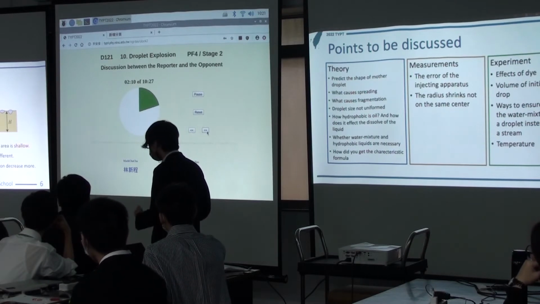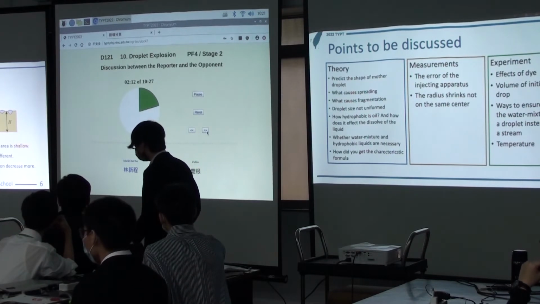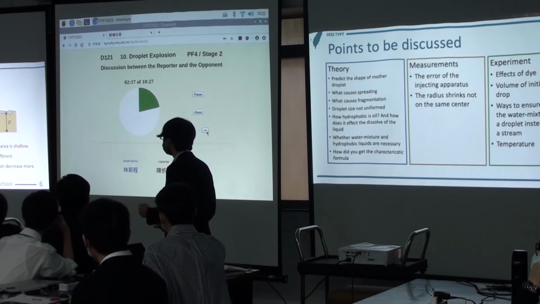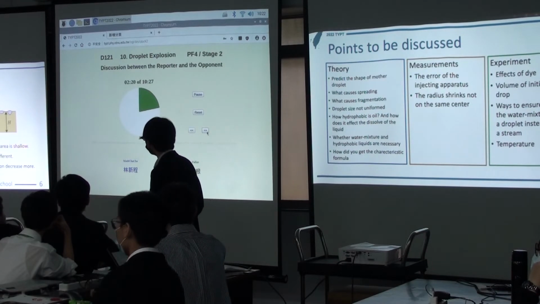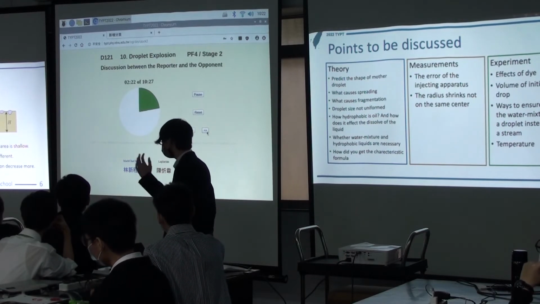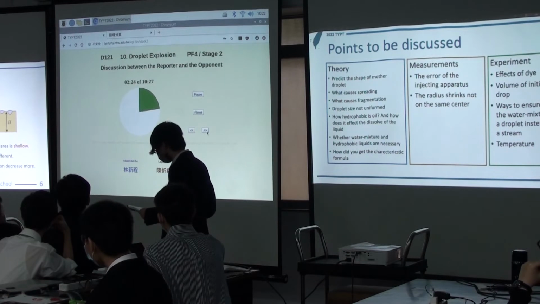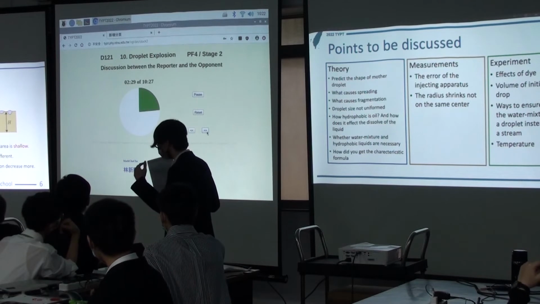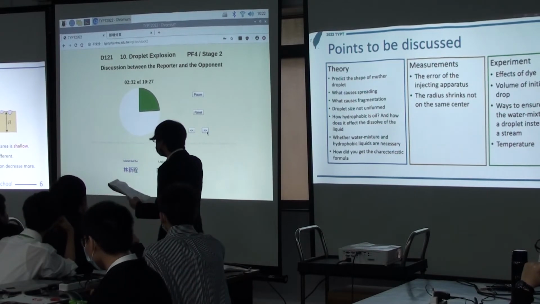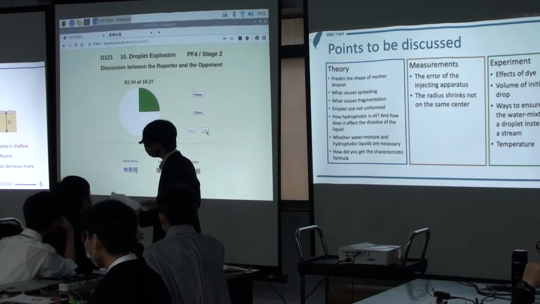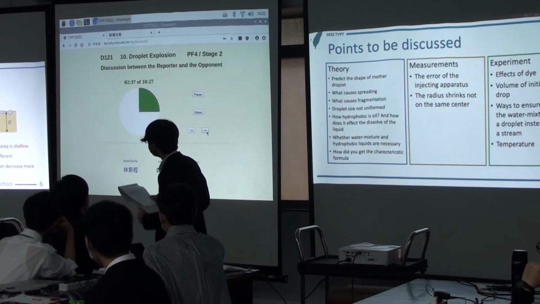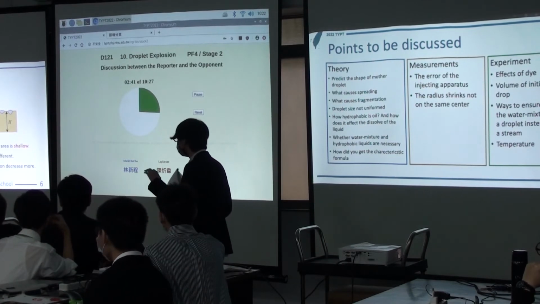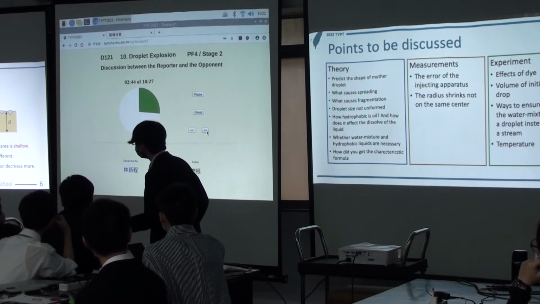Marangoni effect is basically due to concentration difference, which results in a surface tension gradient, right? Is it correct? Okay. But you just said that it just developed the surface tension gradient. So I would like to ask, how do you think... Okay, so I think that the concentration difference results in different surface tension.